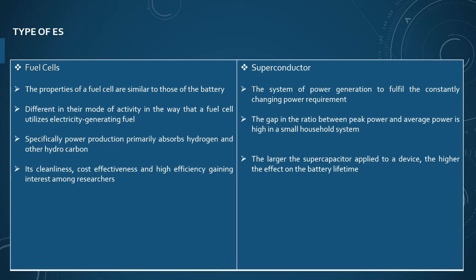Next is the superconductor. A superconductor is a system of power generation to fulfill the constantly changing power requirement. The gap in the ratio between the peak power and average power is high in the small household system. The larger the superconductor applied to the devices, the higher the effect on the battery lifetime.